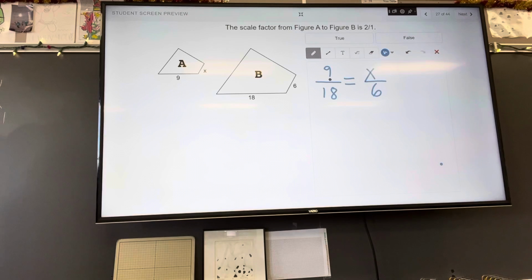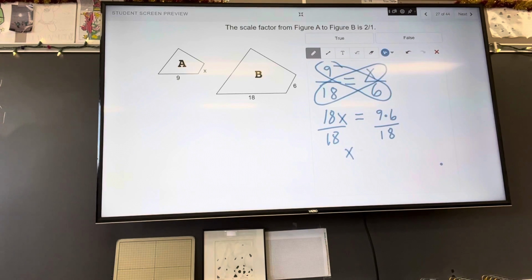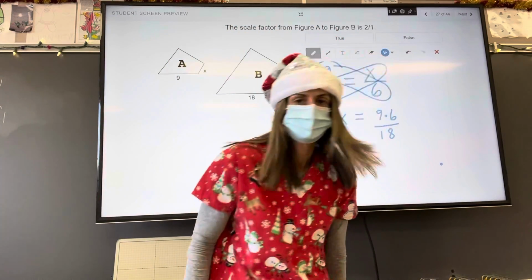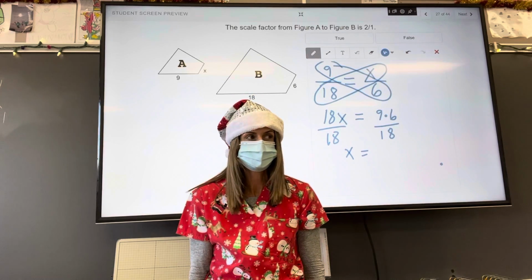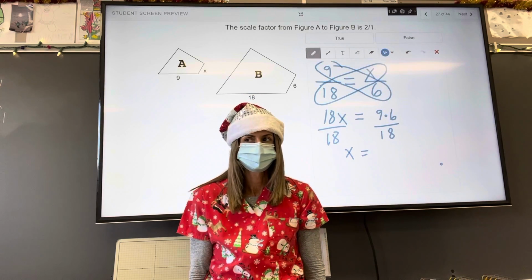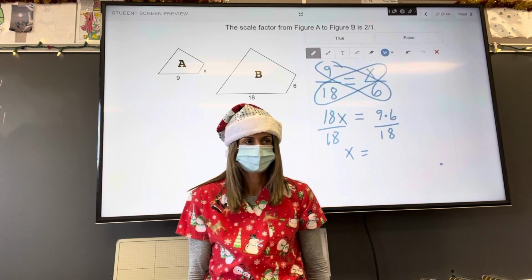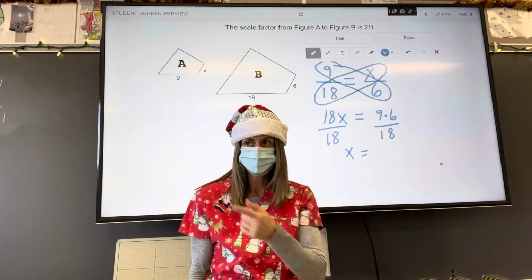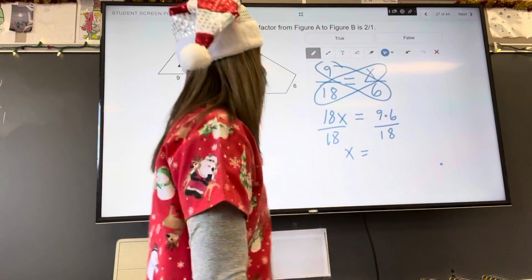Okay, so now we know how to cross multiply. 18 times x equals 9 times 6, divide both sides by 18. Tell me what you get. 9 times 6 divided by 18. Is it 3? Did you get 3 too? Yeah. Okay, so 3.